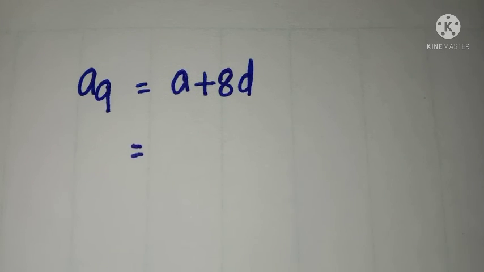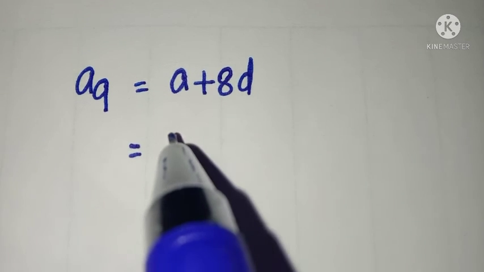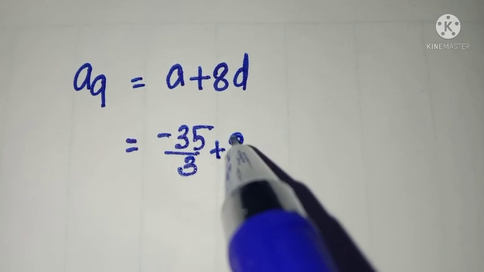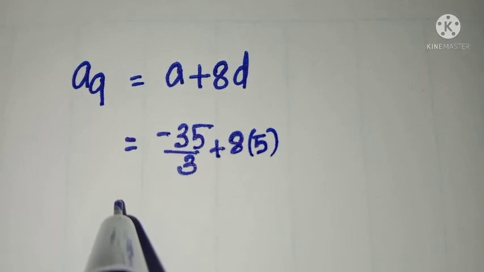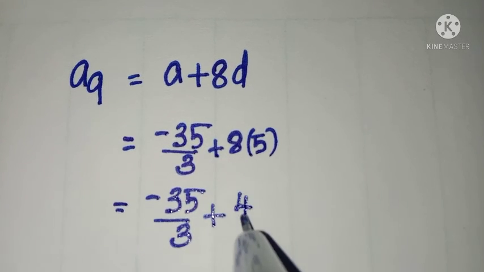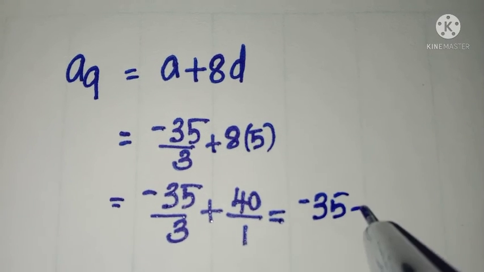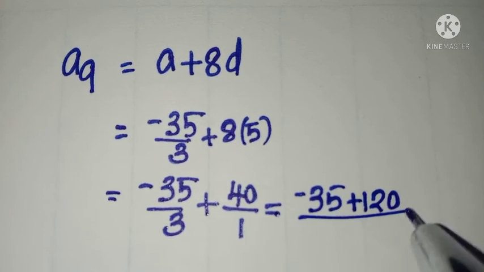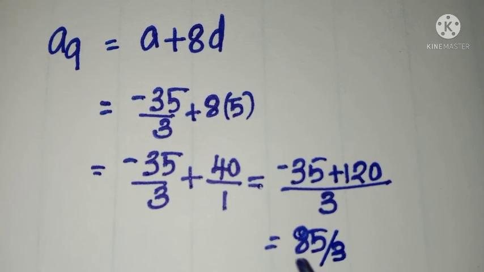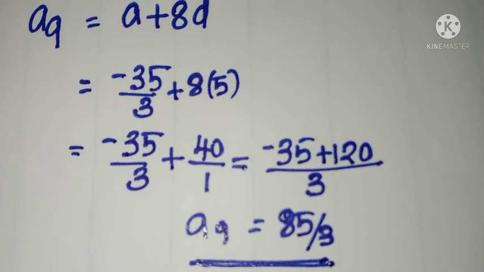So now find 9th term A9. A9 can be written as A plus 8D. So here A is minus 35 by 3 plus 8 into D is 40. This gives minus 35 by 3 plus 40. Now take cross multiplication. It gives minus 35 plus 120 divided by 3, which is 85 by 3. So 9th term is equal to 85 by 3.